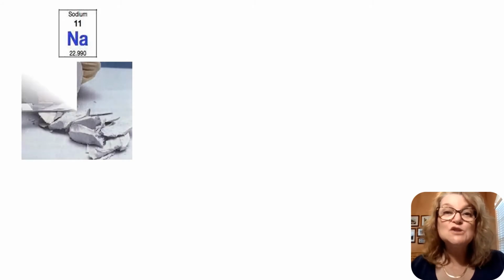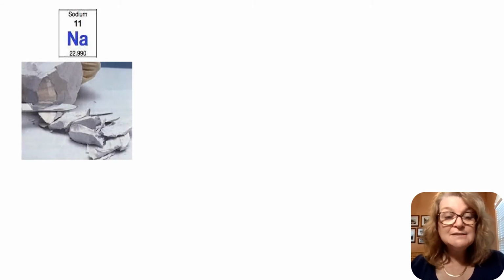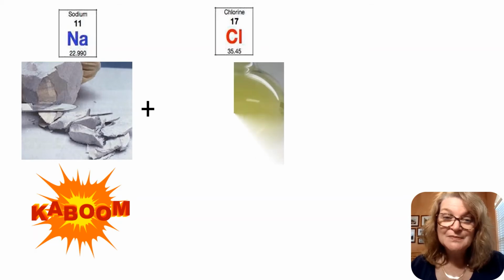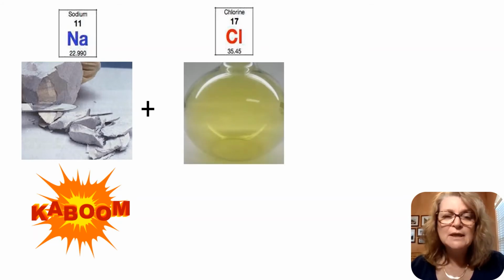If we were to take sodium, Na, it's in the first column of the periodic table. It is extremely reactive. So reactive that if you put it in water, it's going to explode. It's very dangerous. If you had pure chlorine gas, that's another element off the periodic table. It's going to be a greenish gas.